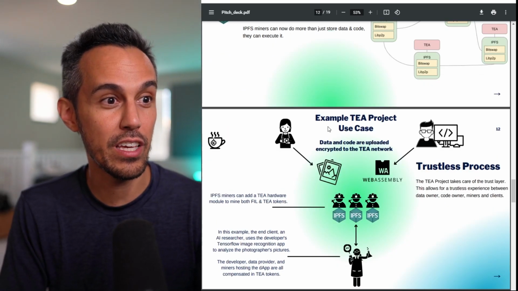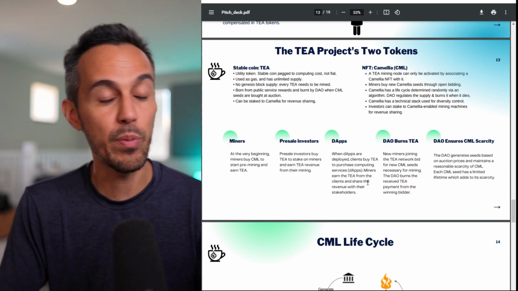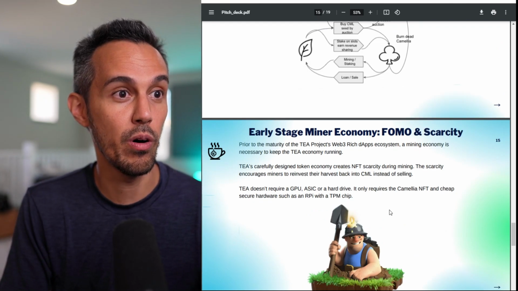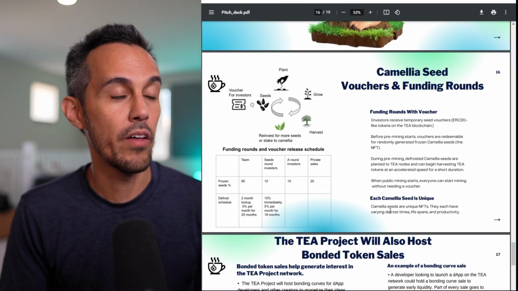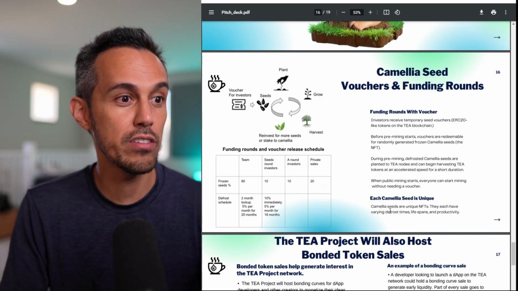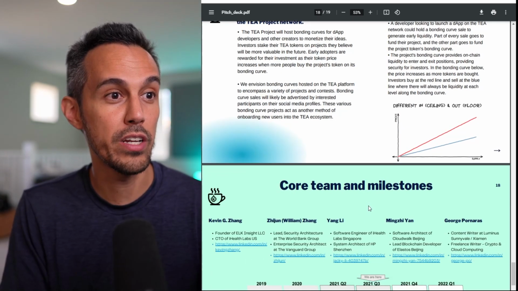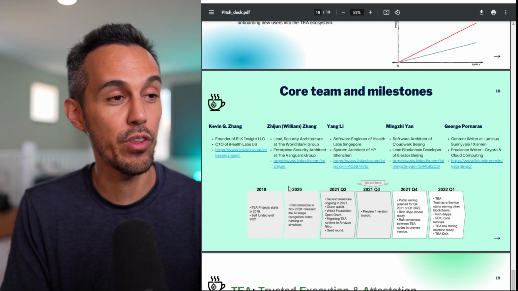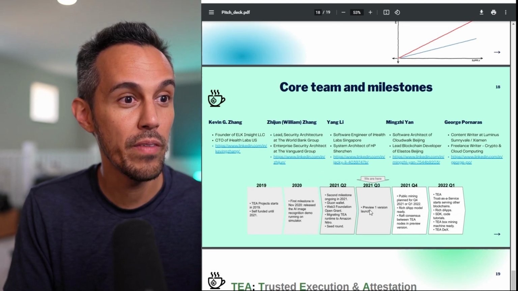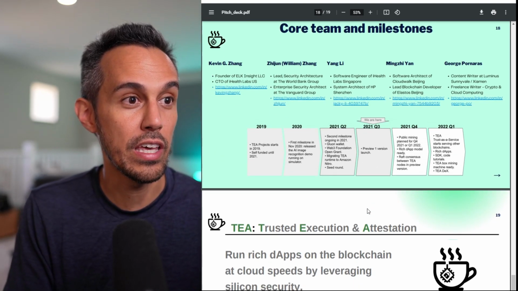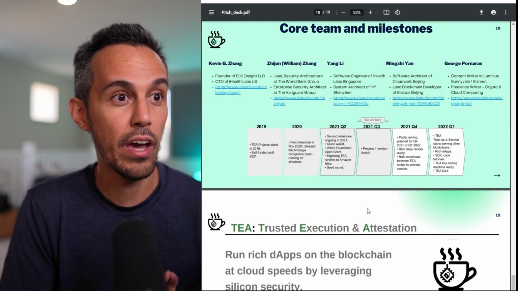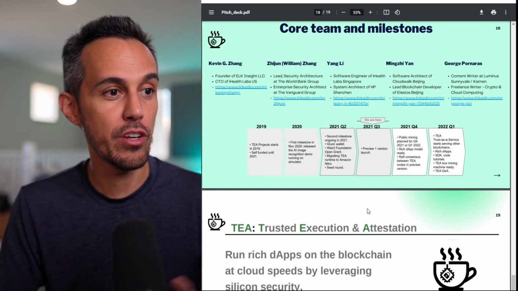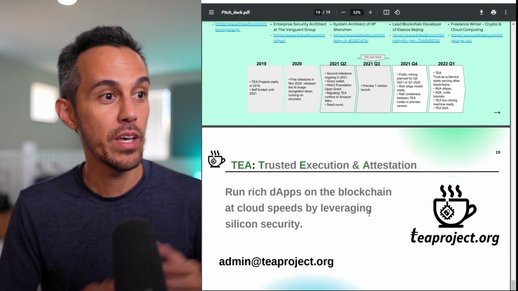And then it's great that they give a bunch of these use cases, which I think help people like me, who totally doesn't understand all these technical things, but it helps me figure out their overall goal. Cool. They talk about the Camellia seed vouchers and funding rounds. They say they also host bonded token sales. They talk about their core team, and they talk about their background, where they're from, and they have links to their LinkedIn profile. Kind of like the roadmap right now. They're previewing their version 1. They have another public mining planned for Q2. They just have a bunch of things that are exciting coming in the near future, so check out their roadmap if you want to. So that's essentially it.